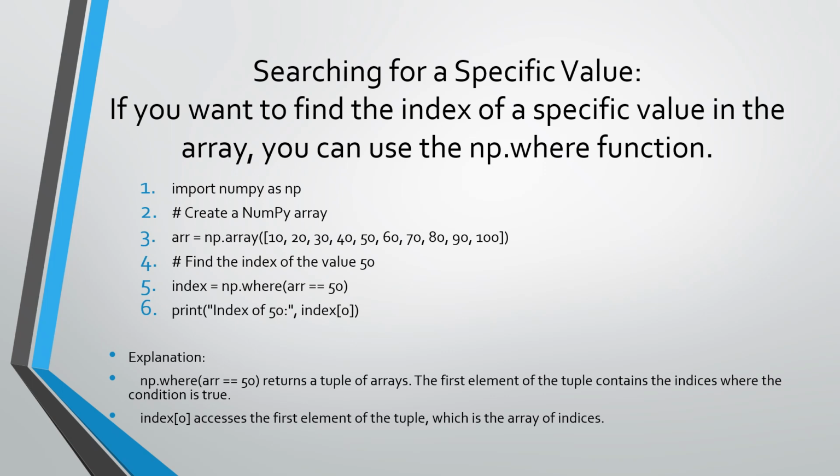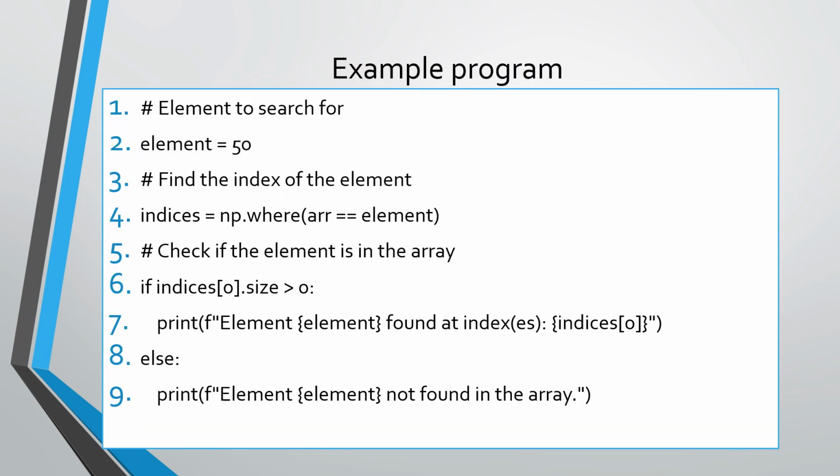That means it returns a tuple of arrays for the statement np.where array is equal to 50. The first element of the tuple will contain the index where the condition is true. So it will be printed as the index.